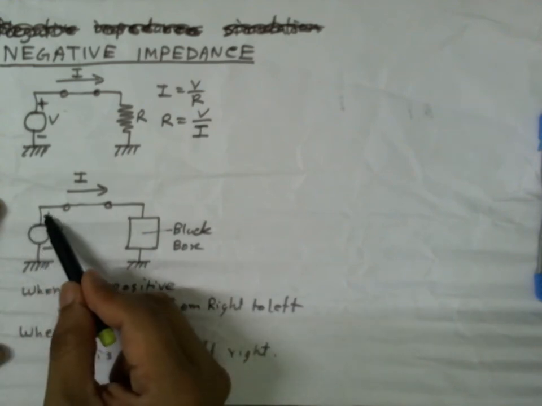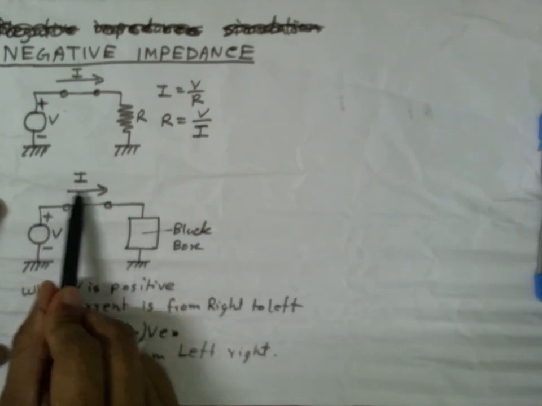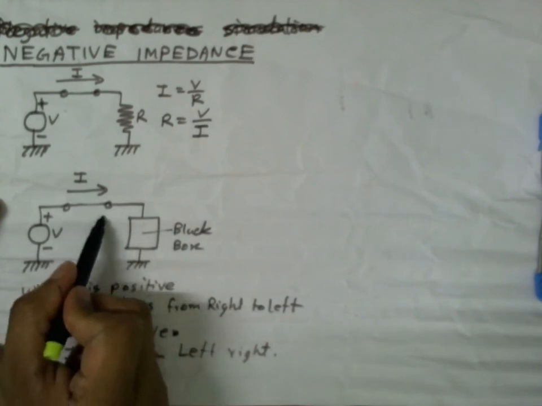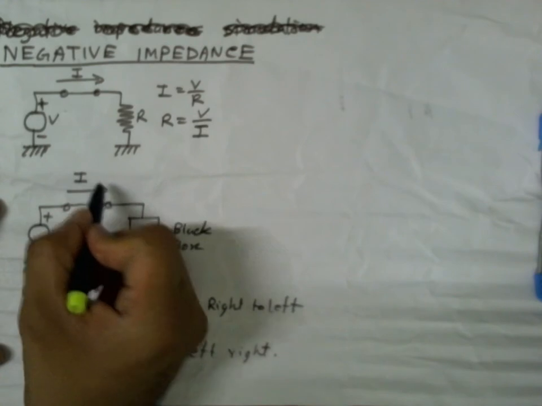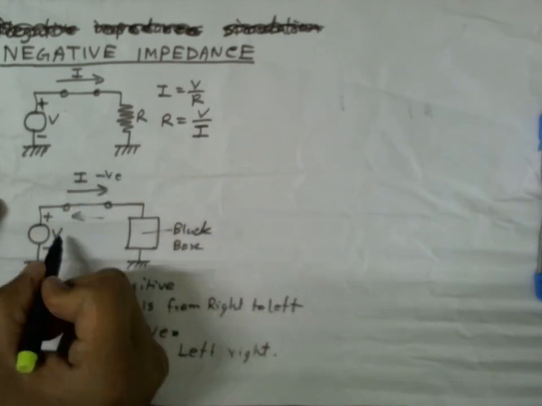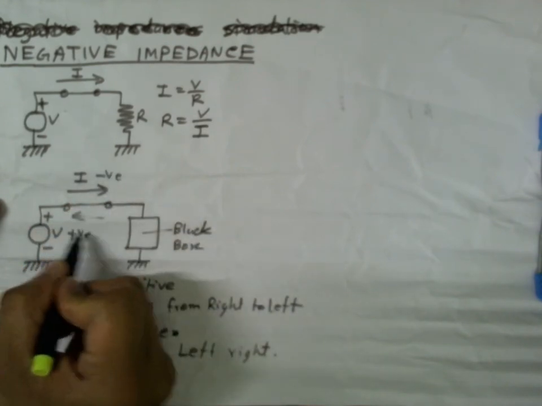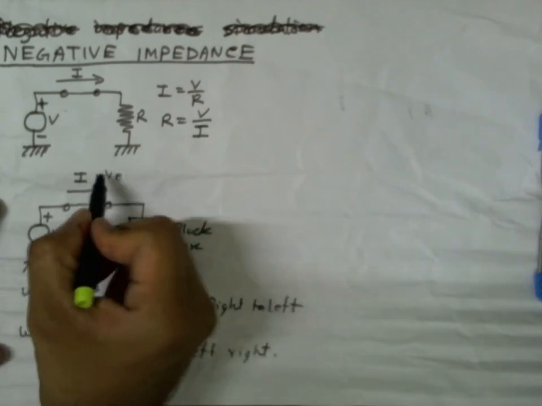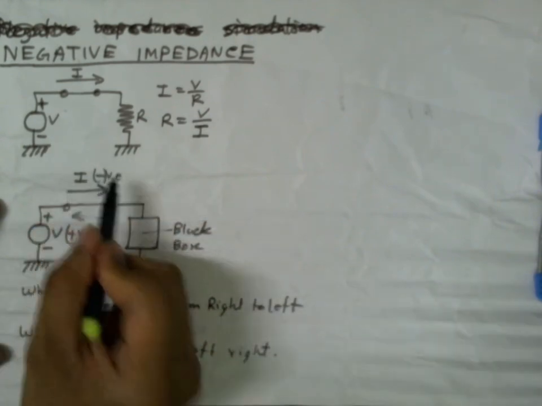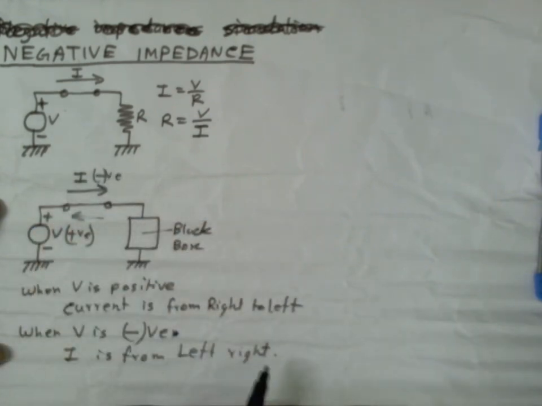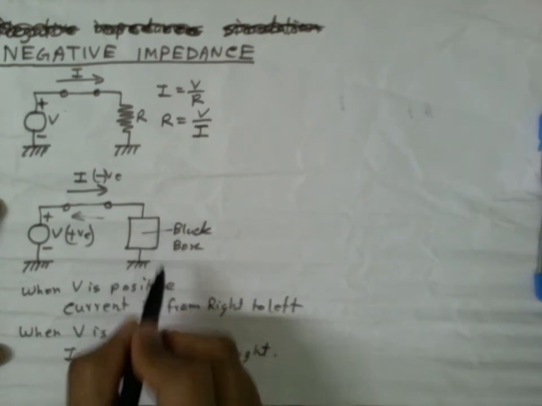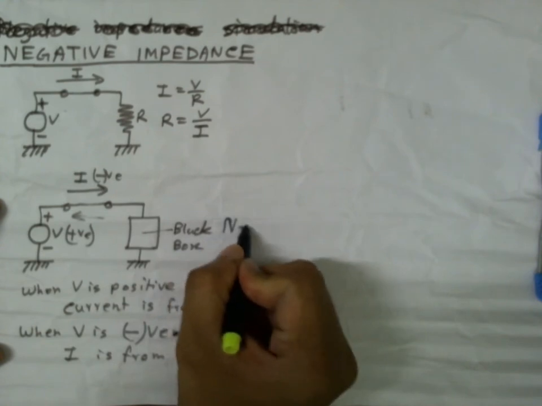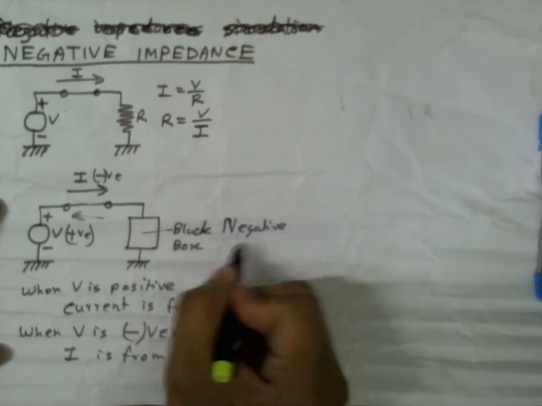When this terminal is positive, instead of current flowing from left to right, actually current flows from right to left. Or I will say this current from left to right is negative. When V is positive, then this current which is left to right is negative. Okay, if I can make such a box, such an arrangement, I'll call this a negative resistance.